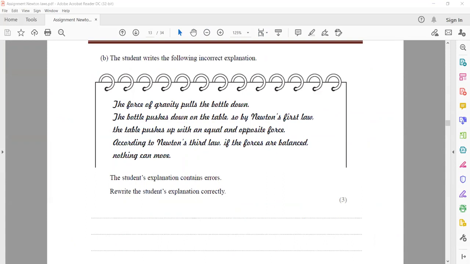So first thing, when we read this statement, the force of the gravity pulls the bottle down. That's correct. The bottle pushes down on the table. So by Newton's first law, the table applies equal and opposite force. But that's wrong. It is not by Newton's first law. It is by Newton's third law.